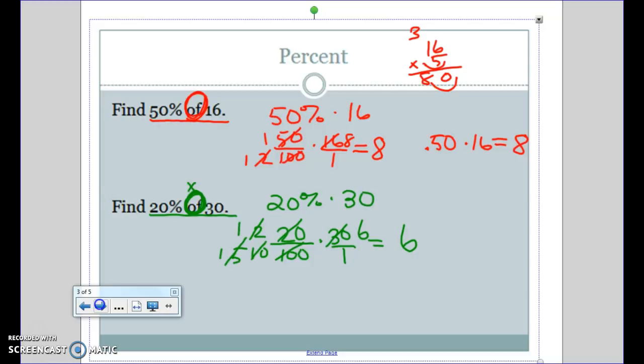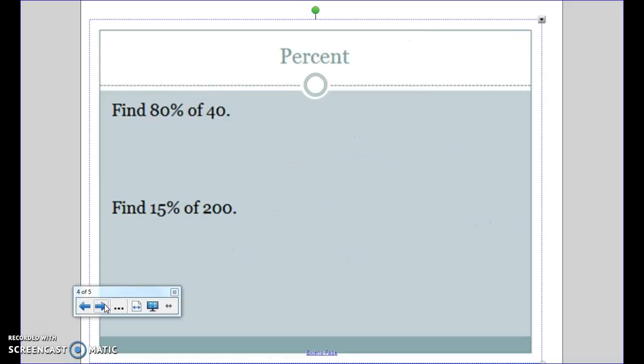Or what I could do is change 20%, move that decimal place 2 spots because that's what I'm doing when I'm dividing by 100, and I could just say 0.2. When I do that, it looks like 0.20, but this 0 is insignificant, so I can just write 0.2 times 30. And again, when I multiply, I would get 6. Okay, so there's 2 ways that we can do these.